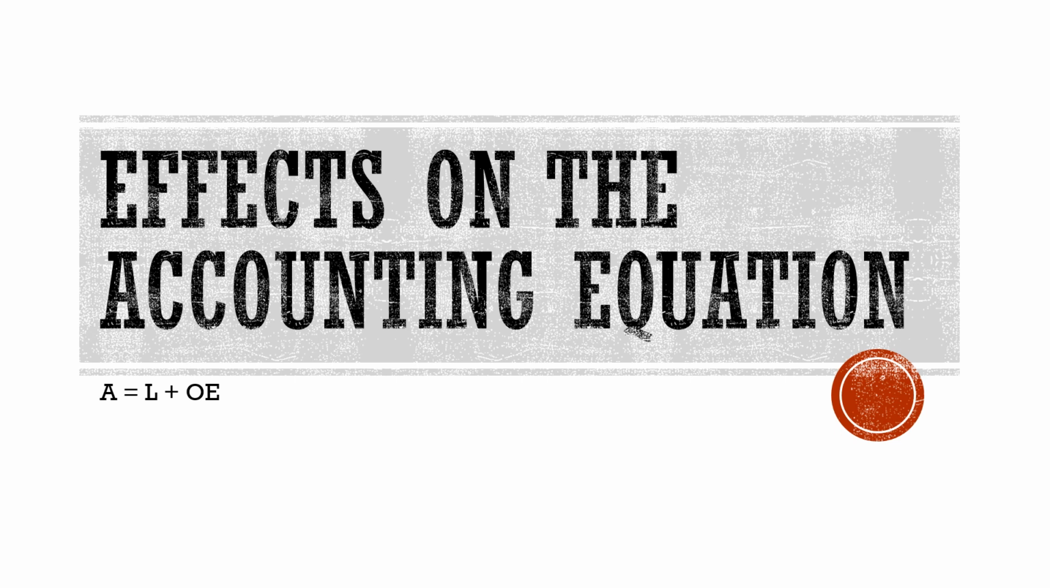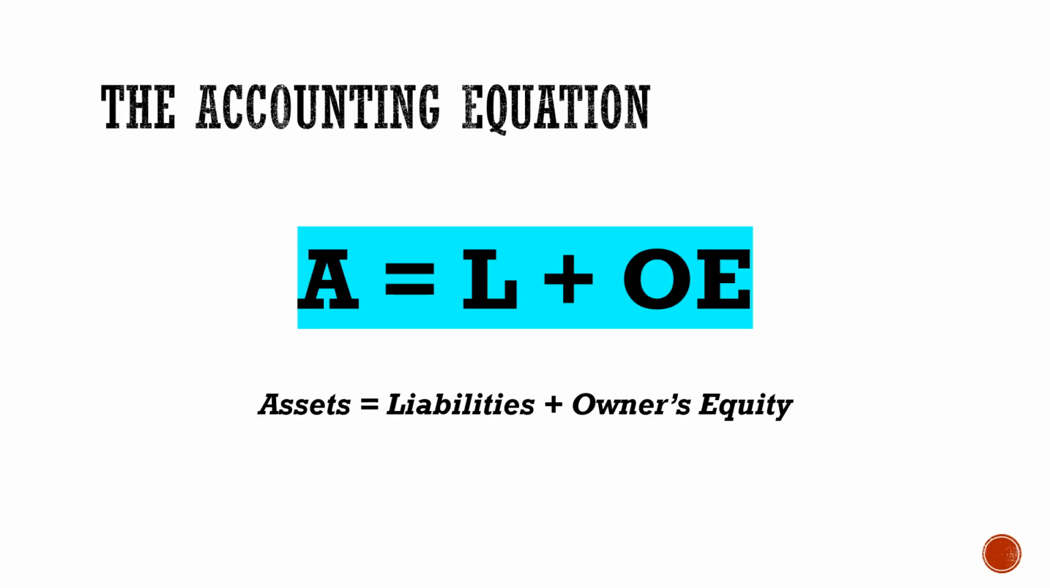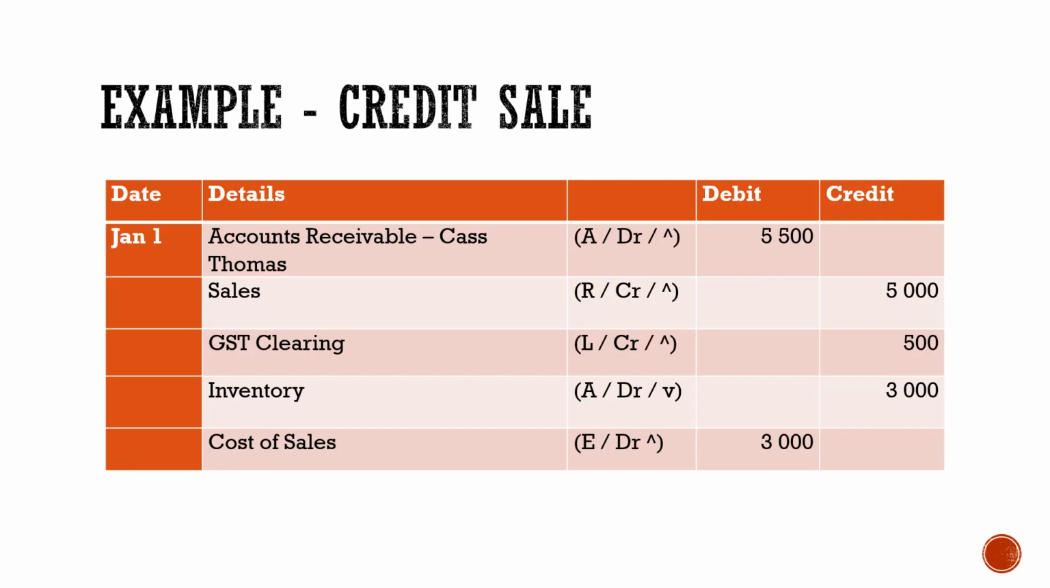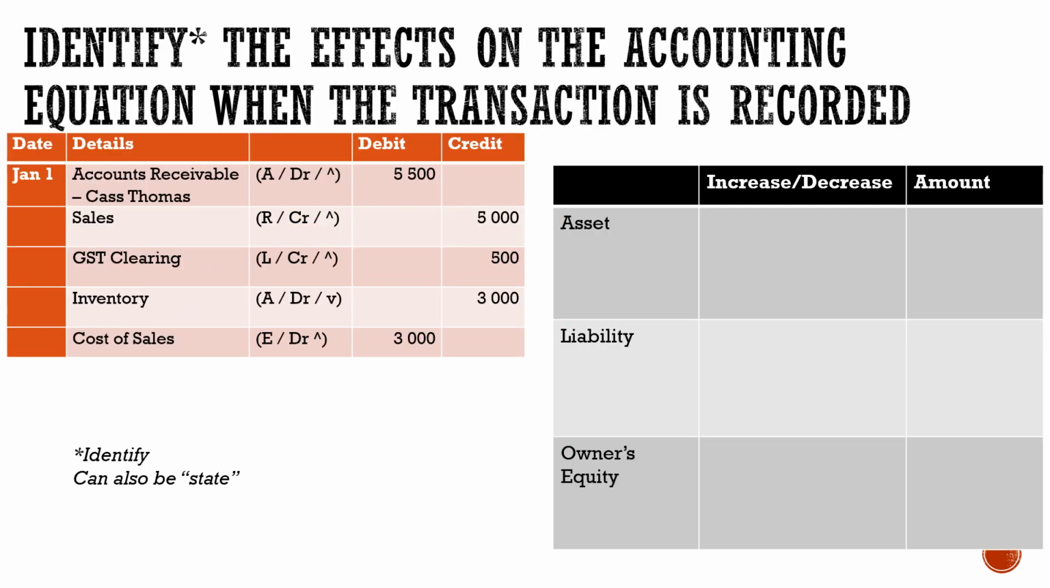In this video, we're going to be looking at the effects on the accounting equation. Here's a reminder of the accounting equation, and that's assets equals liabilities plus owner's equity. For this video, we will be referring to the general journal for a credit sale to identify the effects on the accounting equation.